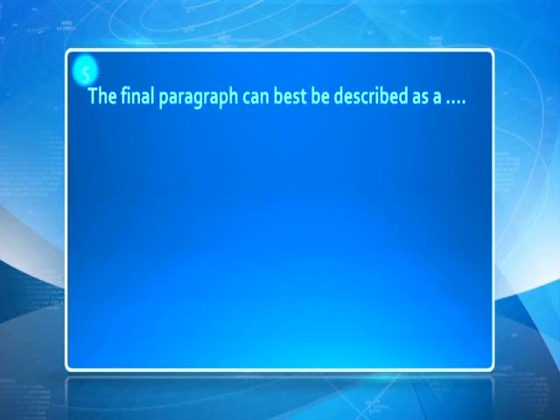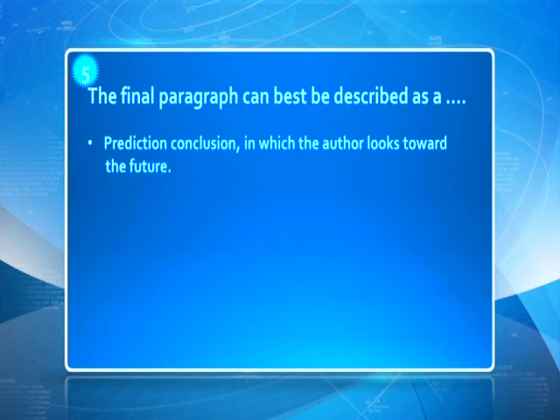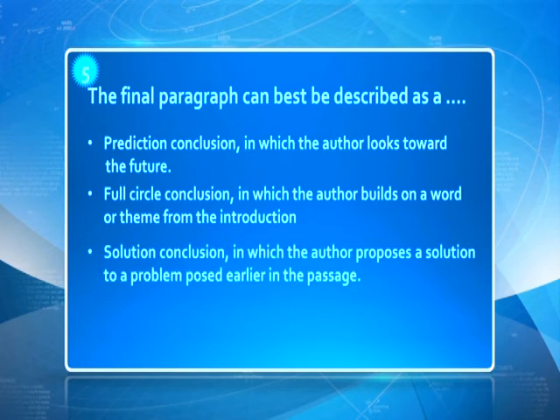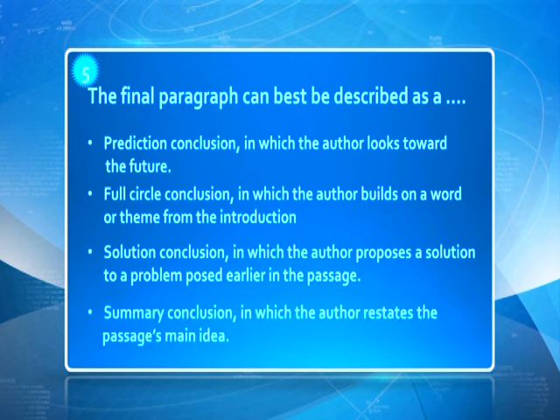Question 5, the final paragraph can be best described as a what? Is it a prediction conclusion? Is it a full circle conclusion, which means the writer builds on a word or theme from the introduction? He takes one word and he develops that word. Is it a solution conclusion in which the writer gives some solutions? Or is it a summary conclusion in which the author restates or paraphrases the passage's main idea?